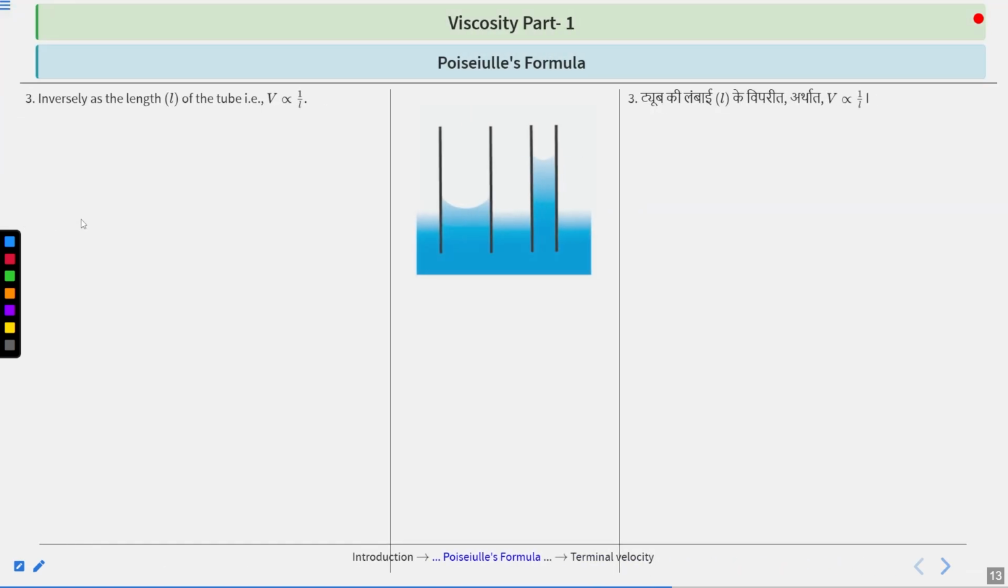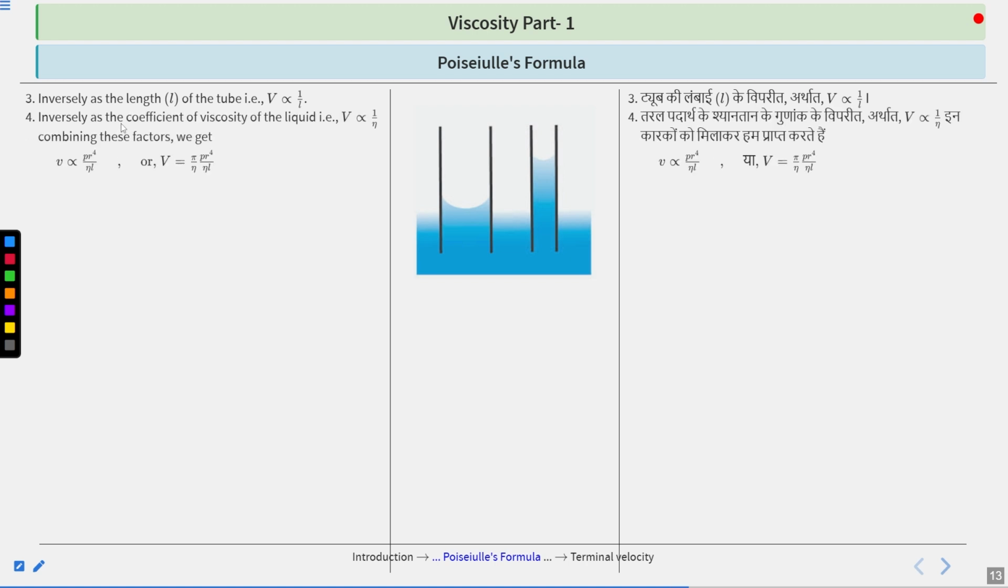Inversely as the length of the tube. Therefore, V is proportional to 1 by L. The more the length, the less the velocity. The shorter the length, the more the velocity. Sorry, it's not the velocity, it's the volume V. Inversely as the coefficient of viscosity of the liquid, therefore V is proportional to 1 by eta.